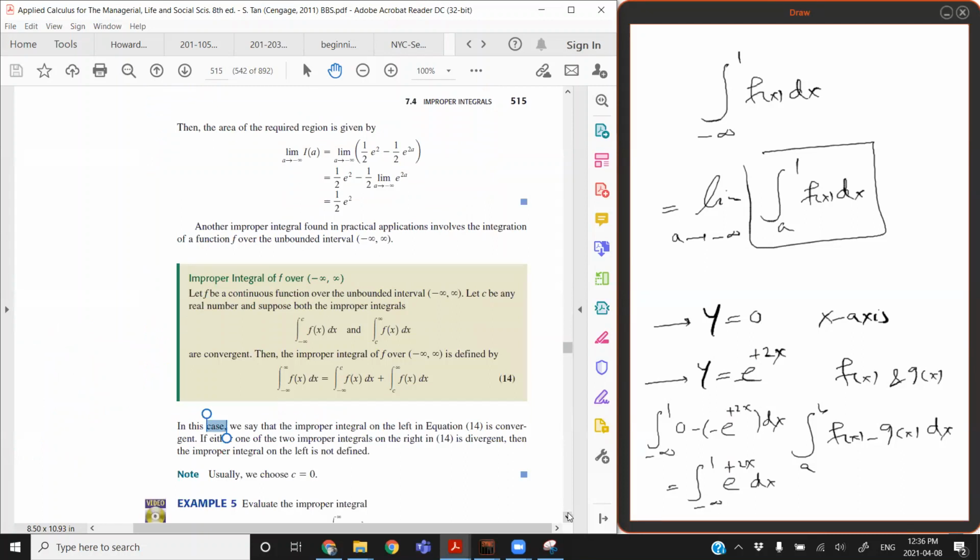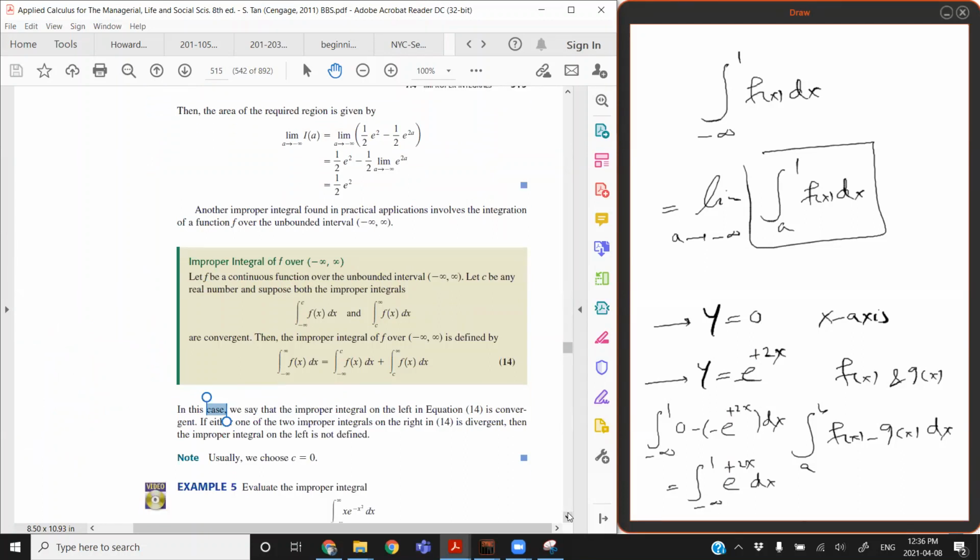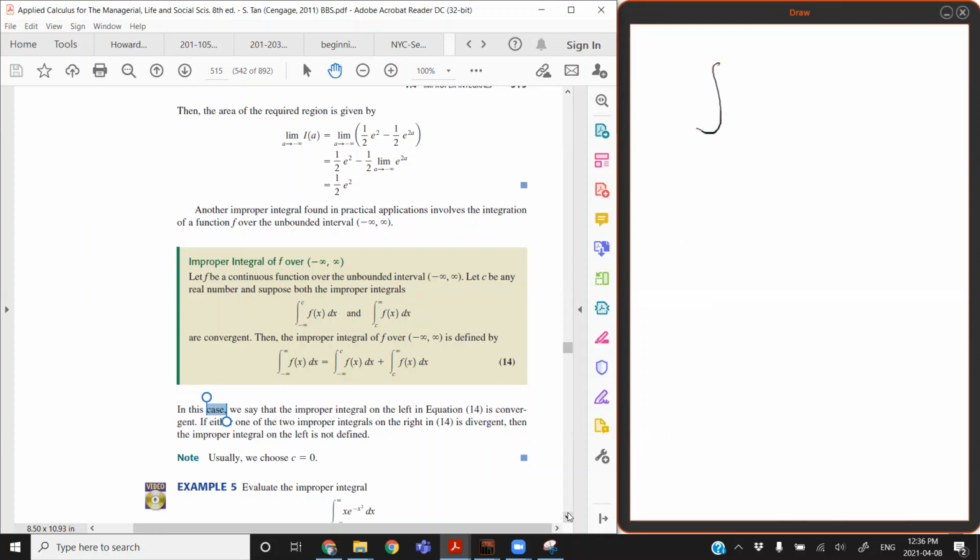Okay, so now what do you do if you have an improper integral where both bounds are unlimited? So you have the integral from negative infinity to infinity of f of x dx. So what you do is you're going to use this. We know that this is one of the properties of integrals. If you have an integral from a to b of f of x dx, this is the integral from a to c of f of x dx plus the integral from c to b of f of x dx.